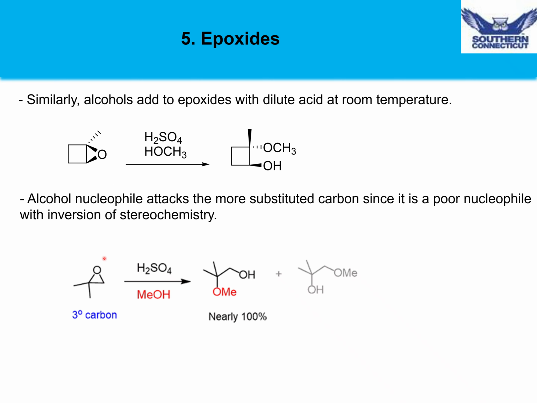Here's a second example. We have an unsymmetrical epoxide. If we add sulfuric acid and methanol, the methanol will add to the more substituted carbon, giving this as the product.